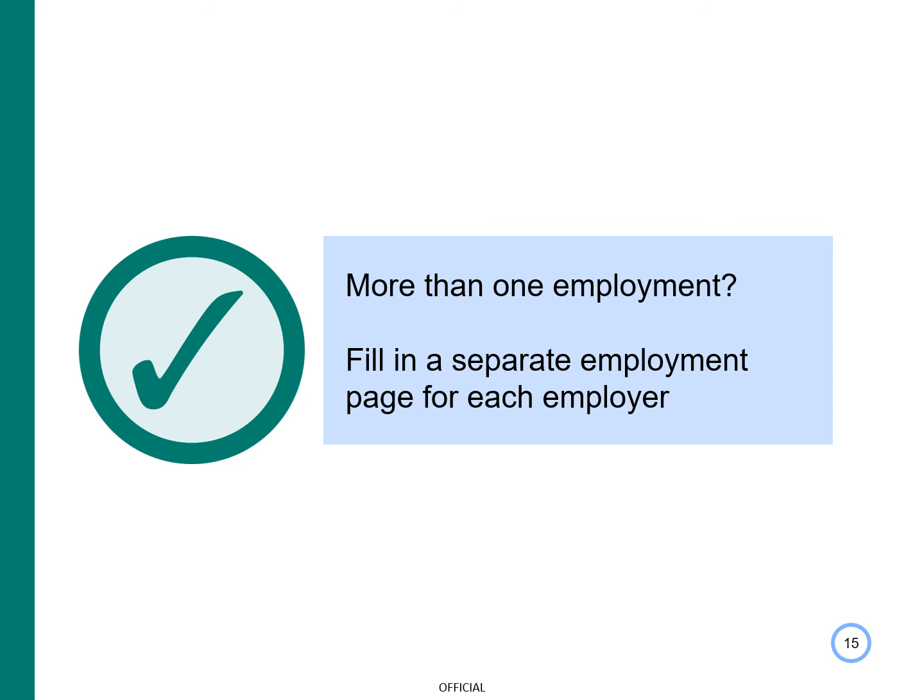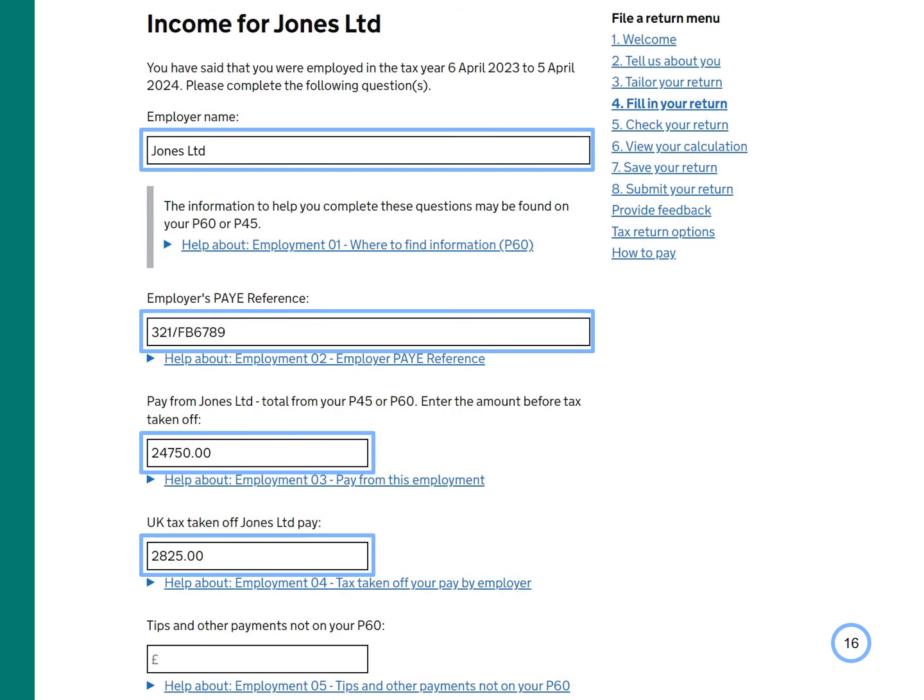If you have more than one employment, you'll need to fill in a separate employment page for each employer you had in the year. After completing one employment page, you're given another for the next one. Depending on when you fill in your tax return, answers to the questions on the employment page may already be showing. This information comes from the records your employer sends to HMRC. However, you still need to check the details are correct and amend anything that's incorrect.